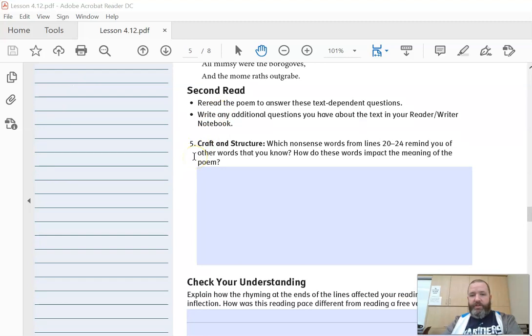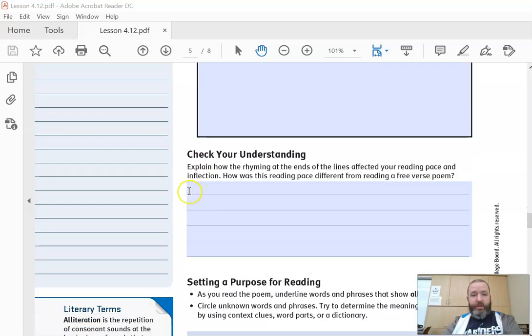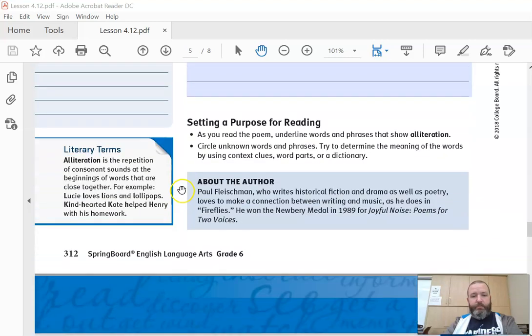Number 5, which nonsense words from lines 20 to 24 remind you of other words you know? How do these words impact the meaning of the poem? So it's just asking you for a portion of those made-up words there in that question. Next one, explain how the rhyming at the ends of the lines affects your reading pace and inflection. How is this reading pace different from reading a free verse poem? The first poem by Gary Soto and the second poem are very different in their style and their form. So how did that change how you read them?